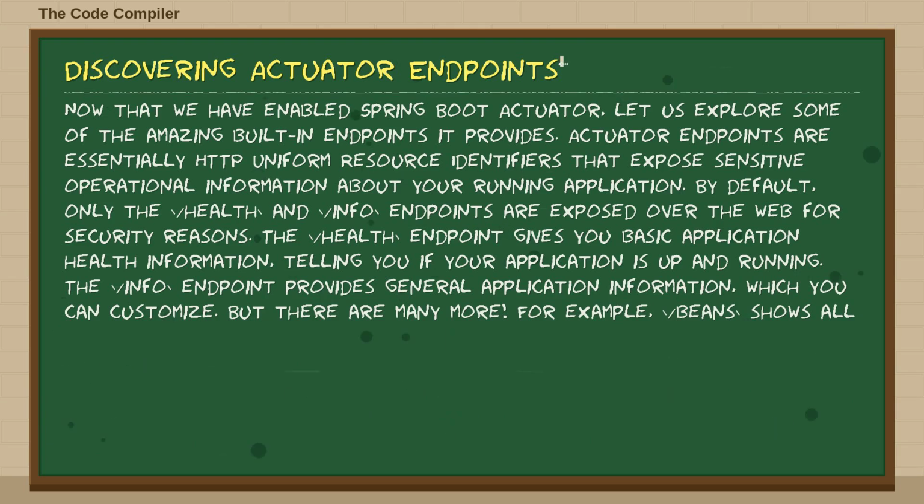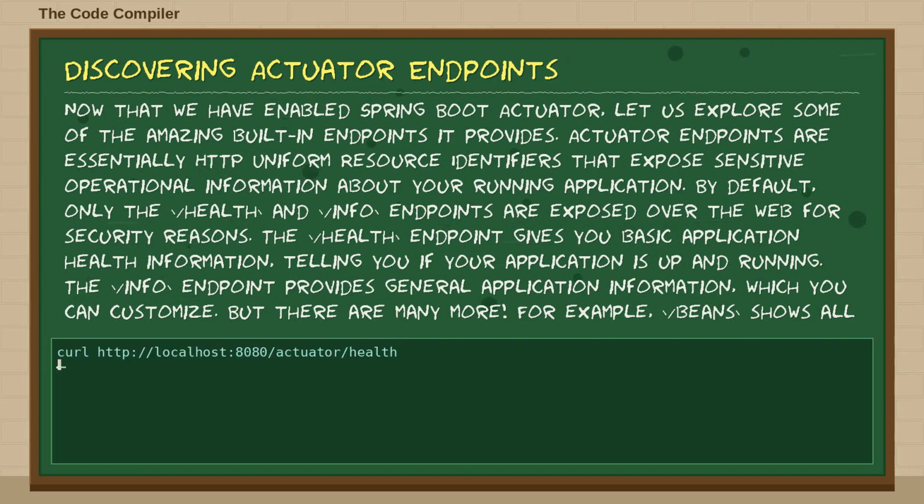But there are many more. For example, beans shows all the Spring Beans in your application, and env shows the current environment properties. To access these, you typically use a web browser or a tool like curl. Let us look at a quick example of how you can check the health of your application.